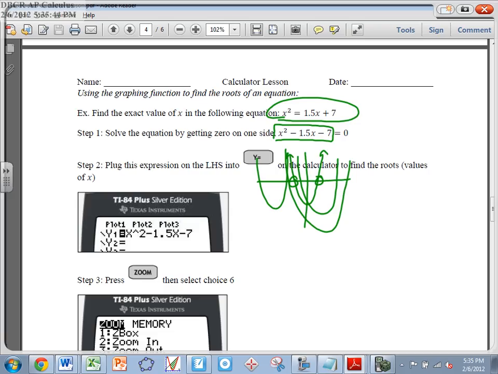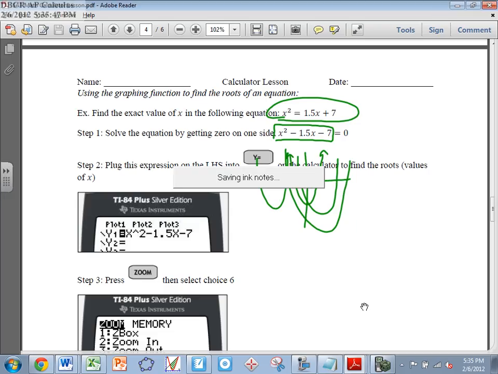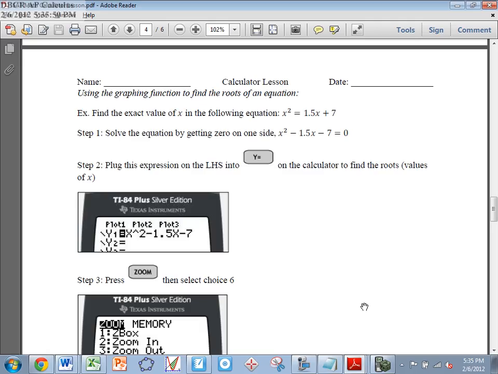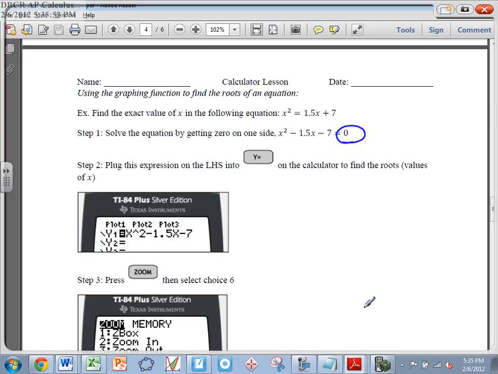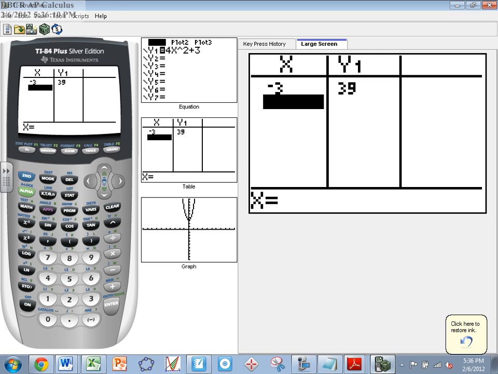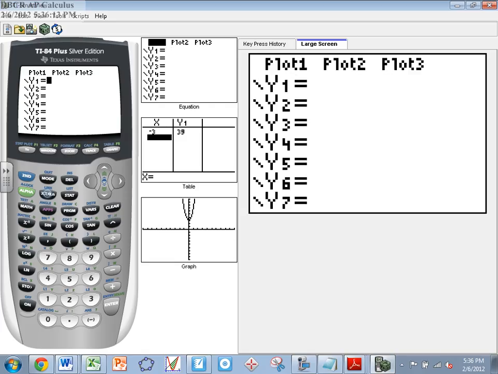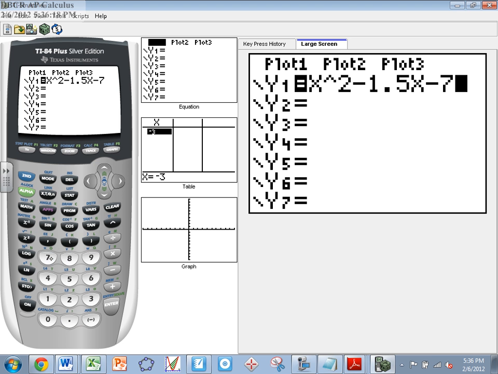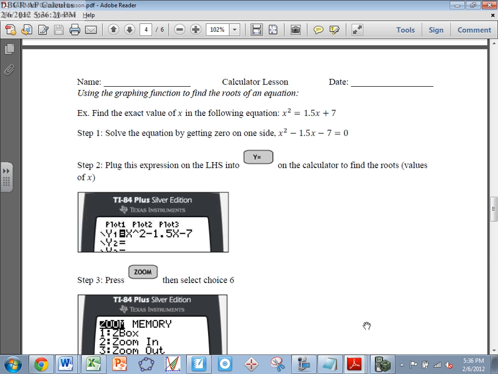So, in order to do this, whenever you're using the root function, you need to have a 0 on this hand side. So once you get a 0, now this is like your y equals. So you go ahead into your y equals, and you plug that into your y1. Once you've plugged that into y1, we might want to zoom in and look at the roots, or I can just simply graph this. So we've got x squared minus 1.5x minus 7. So I go to my y1, I clear it out. I've got x squared minus 1.5x, and I think it was minus 7. Let me just check to make sure. Yes, minus 7 again. So I've got x squared minus 1.5x minus 7.